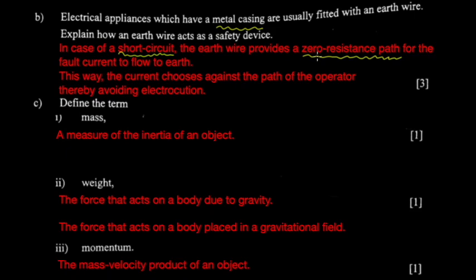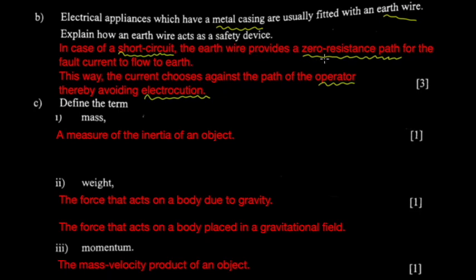So the electric current would flow to the earth. It would flow through the earth wire to the ground. So in case of a short circuit, the earth wire provides a zero resistance path for the fault current to follow to the earth. This way the current chooses against the path of the operator, thereby avoiding electrocution. Basically, the electric current has two pathways. It can go through the person or the operator here, or it can go through the earth.